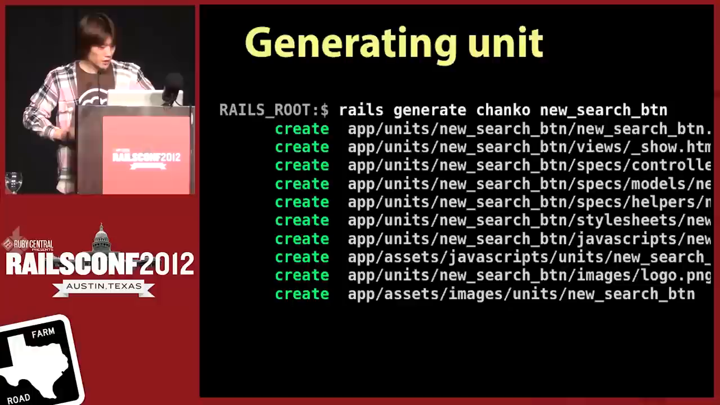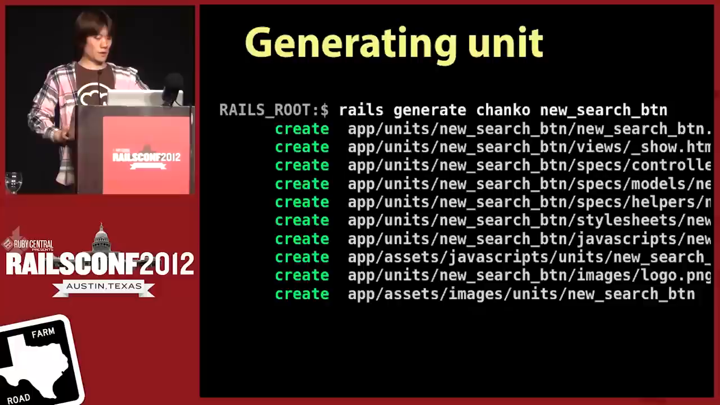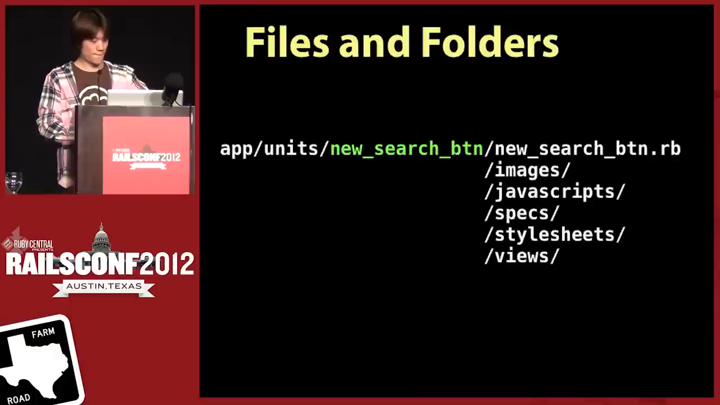Next, let me explain how to create a unit of Chanko from scratch. First, you use the rails generator command to generate a template of a unit. Chanko maintains a single directory for each single extension. It is called a unit.